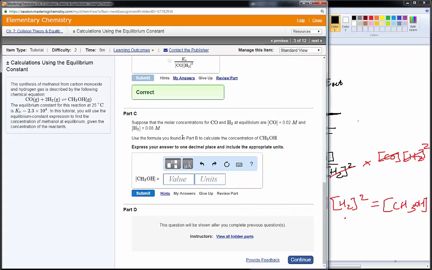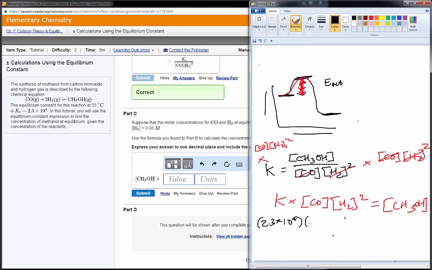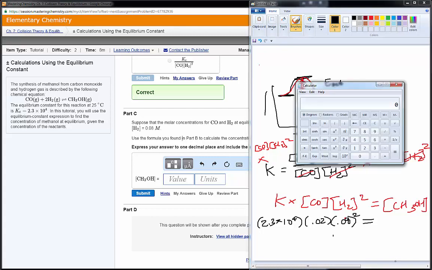They're telling me that the CO is 0.02 and that the H2 is 0.08. And that's squared. So we just plug that in. 2.3 times 10 to the 4th. Multiply that by 0.02 and multiply that by 0.08 squared. And I get a concentration of 2.944.